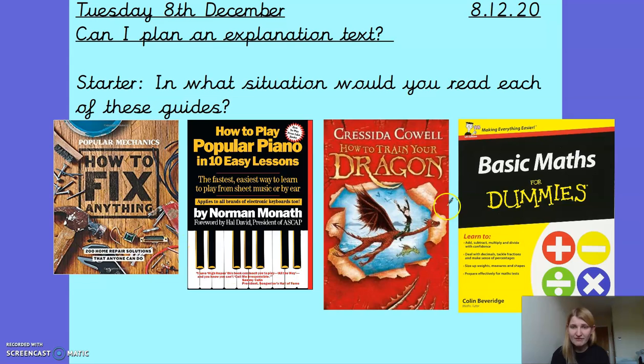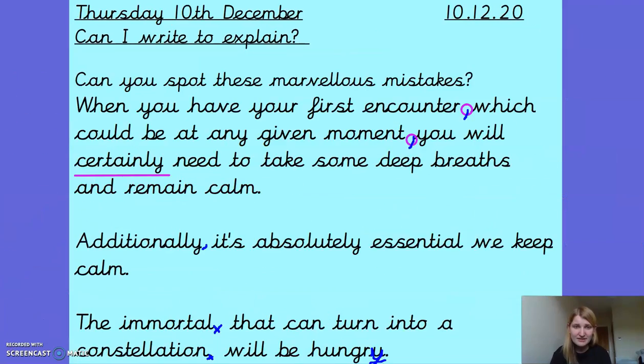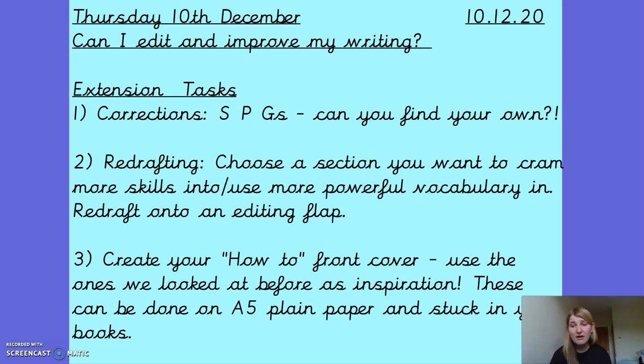So these were the front covers we had for Training a Dragon, Learning Basic Maths, Piano, etc. What front cover would you create for your guide on how to look after immortals? Okay, so those are just a few examples. There we go. A few examples of things you can do once you've finished your writing, and we'll leave it up to you. As always, if you want to send your examples through, please do.